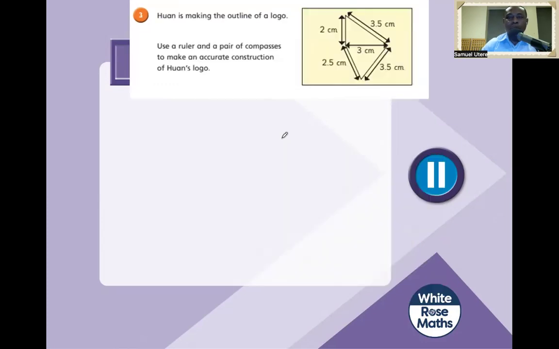Next, you were asked for question 3. Yuan is making the outline of a logo. You're required to use a ruler and a pair of compasses to make an accurate construction of Yuan's logo. So pause the video, take a pen, a pencil and a compass. You should be able to do this using a pencil, a compass, and a ruler. Make sure your compass has a pencil in it, of course. So pause the video and practice this. Assuming you've paused the video and practiced, here is what you would get.